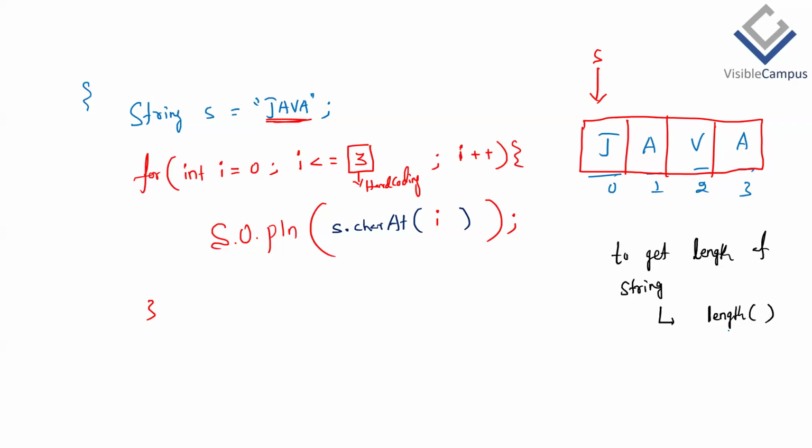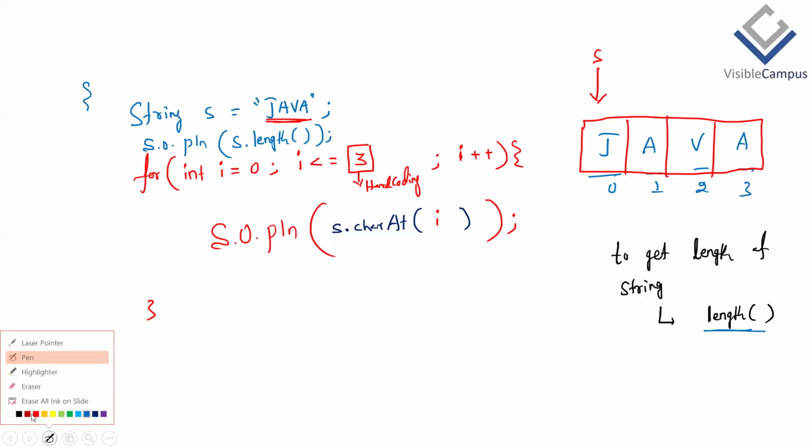Then how to use it? To get the length of a string, we can use the string object. For example, System.out.println, print s dot length in lowercase letters with parenthesis. Do we need to pass anything here? No, we should not pass anything. The length method is applicable on string objects only. So if you use this line of code, then what's the output?